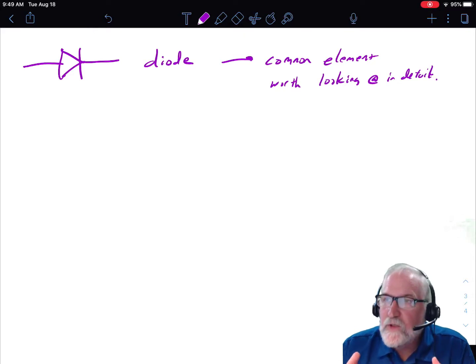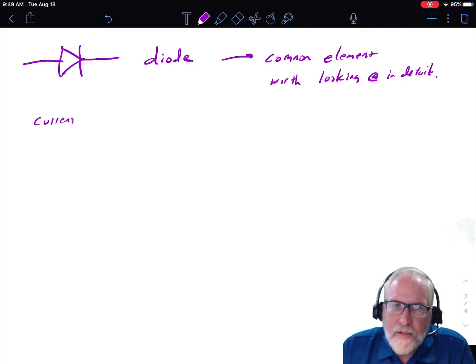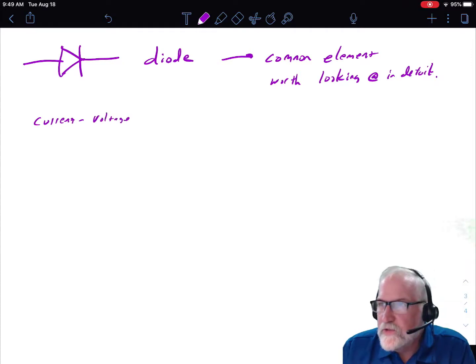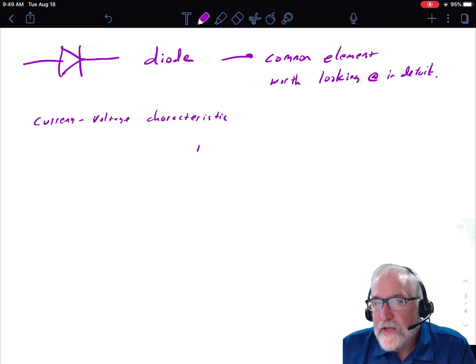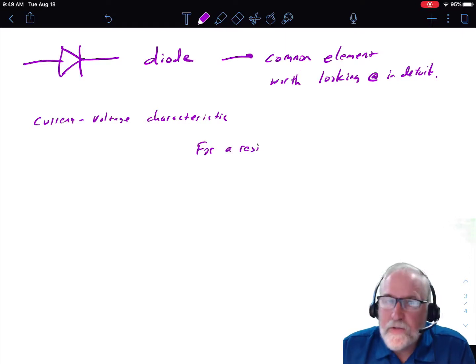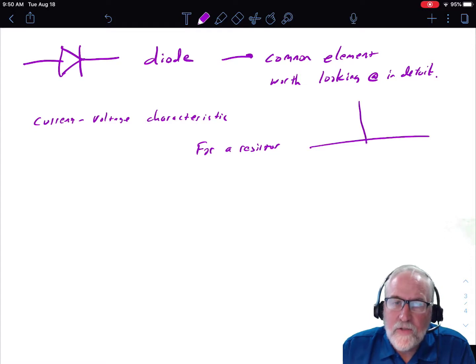So one way to look at an electrical element is to look at the current voltage characteristic, which means the curve that relates the current and the voltage. To get a handle on that, let's imagine a resistor, right? What does the current voltage characteristic of a resistor look like?